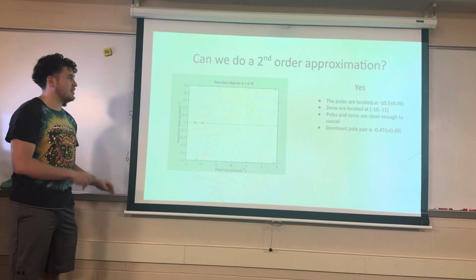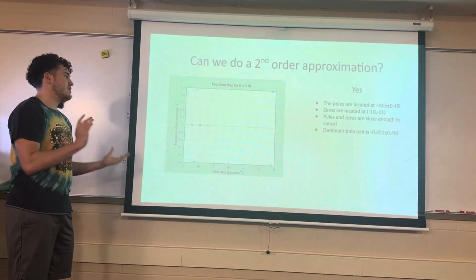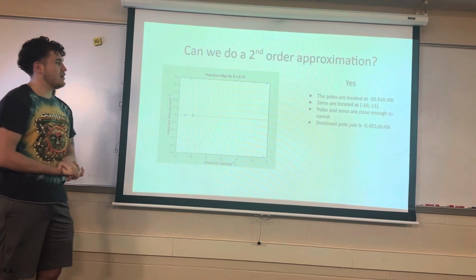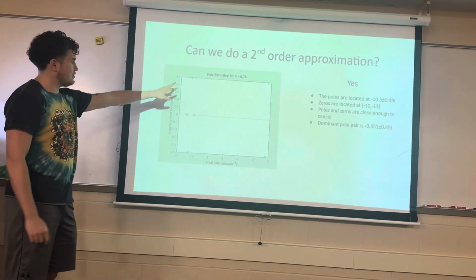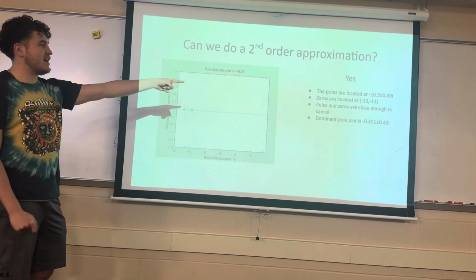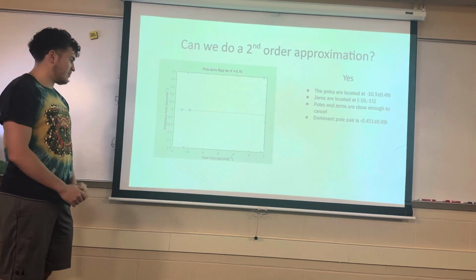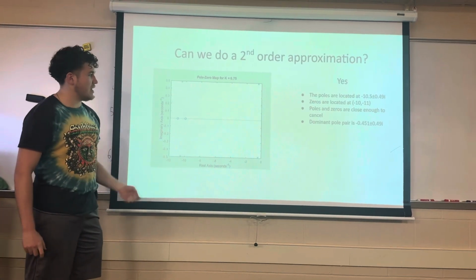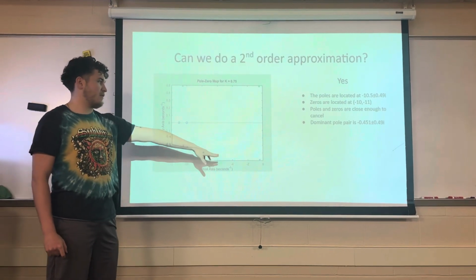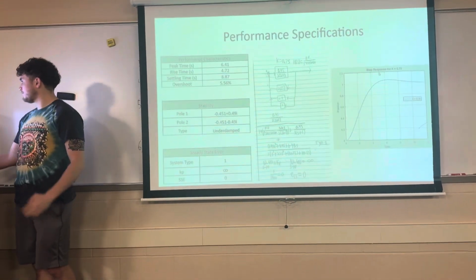So with the fourth order system, can we do a second order approximation? Yes, because not only are our poles 5 sigma away, but our poles and zeros are also close enough to cancel each other out. We have poles located at -10.5 and zeros at -10 and 11. These poles and zeros cancel, and that leaves us with our dominant pole pair of -0.451 plus or minus 0.459i.